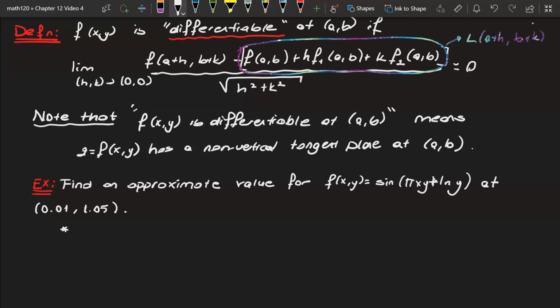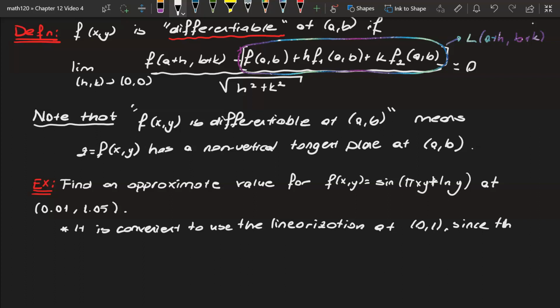So let me write what I said. It's convenient to use the linearization at (0, 1), since the values of f and its partials can be easily evaluated.